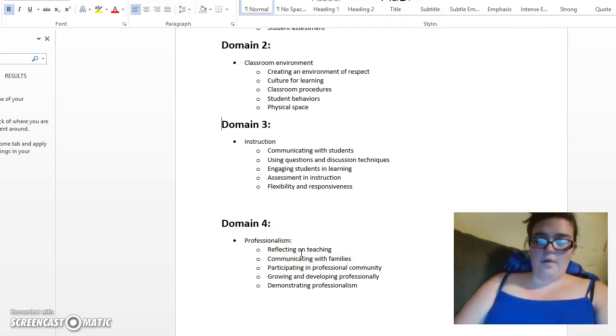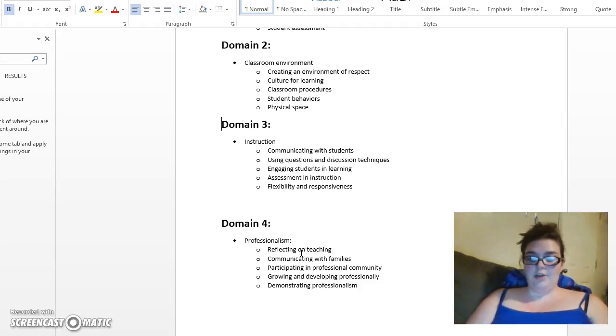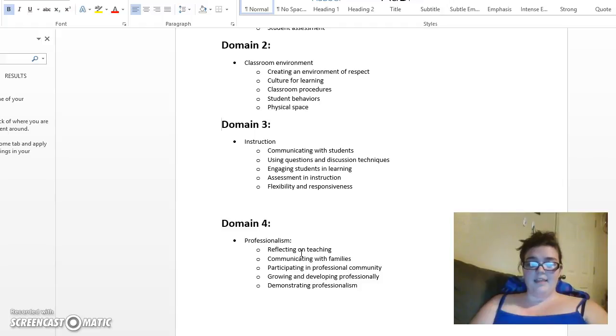And then the last domain is domain 4, which is professionalism, and you have to reflect on your teaching as a teacher, or you're not going to be able to change your teaching, and you're going to think that it's your way or the highway, and a lot of students don't learn that way.